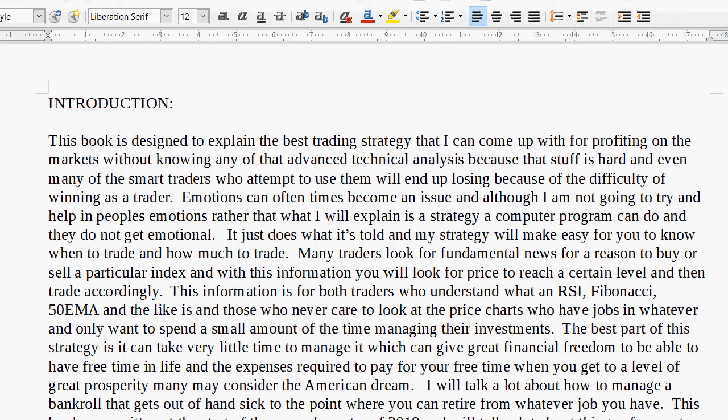This book is designed to explain the best trading strategy that I can come up with for profiting on the markets without knowing any of that advanced technical analysis, because this stuff is hard, and even many of the traders who attempt to use them will end up losing money. Again, this is unedited. Because of the difficulty of winning as a trader, maybe even expand a little bit on here.